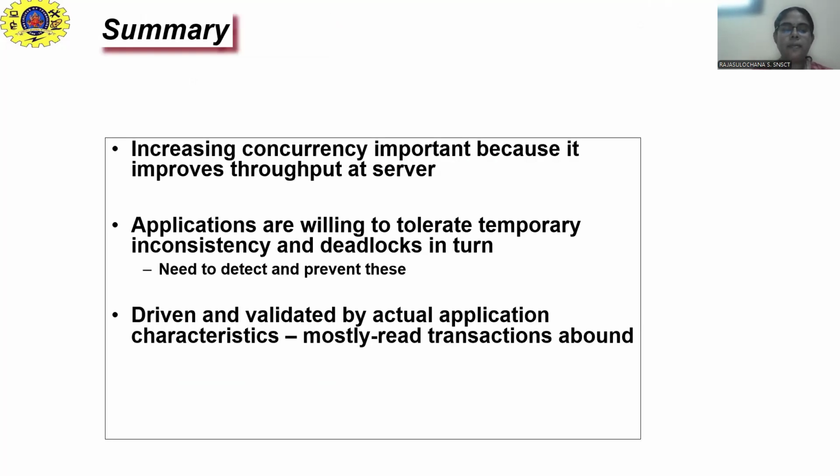Here is a summary of what we have discussed throughout this lecture series. We should increase concurrency because it improves the throughput of the server. Concurrent execution is very useful because it saves time and also improves the throughput of the server. If there are any inconsistencies or deadlocks, it is essential to detect them and prevent them as early as possible.